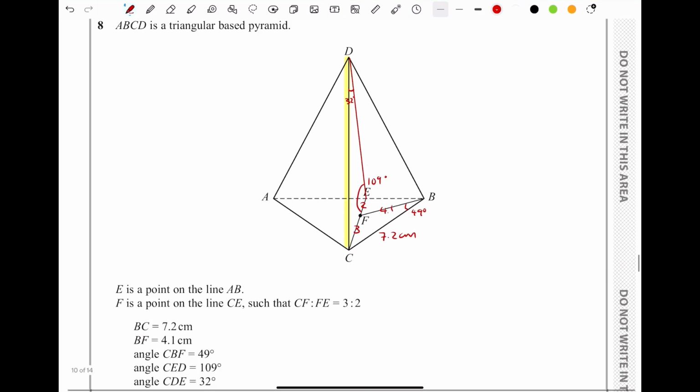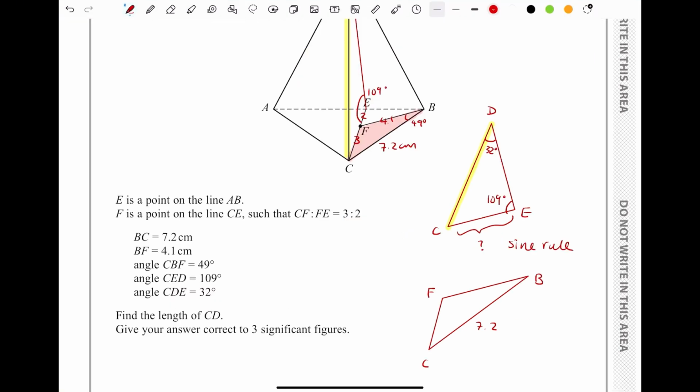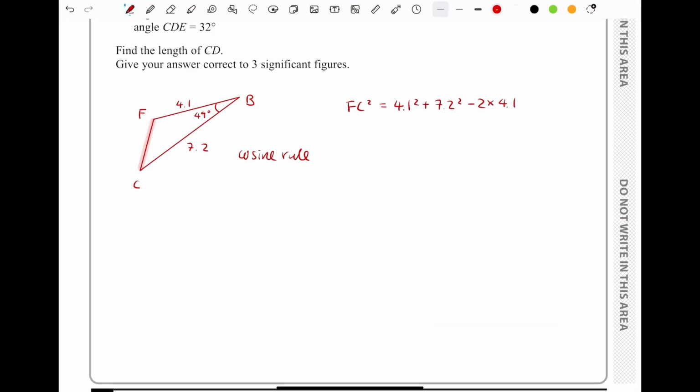Okay, so let's draw out the triangle just so that we can see it better. We wanted to find CD. We are told the angle CDE and DEC. We need to find the length CE. If we know the length of CE, then we'll be able to use the sine rule to find CD. Okay, so how do we find CE? Let's have a look at the triangle CFB. Now, in triangle CFB, we are told that CB is 7.2, CBF is 49, and BF is 4.1. So to work out CF, we can use the cosine rule. By using the cosine rule, we found out FC is 5.47 centimeters.